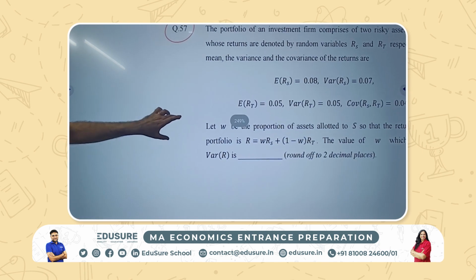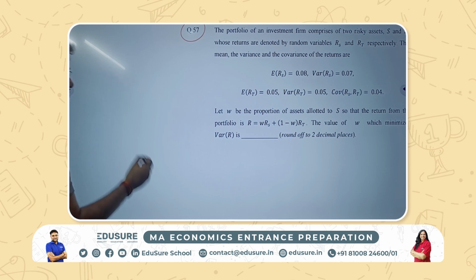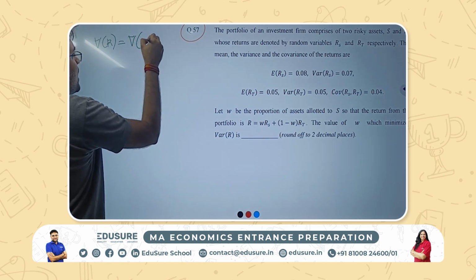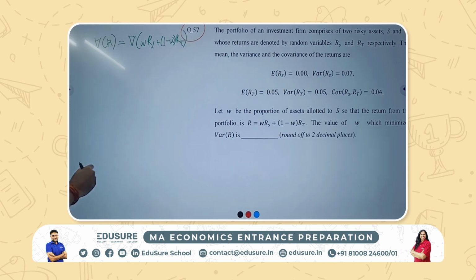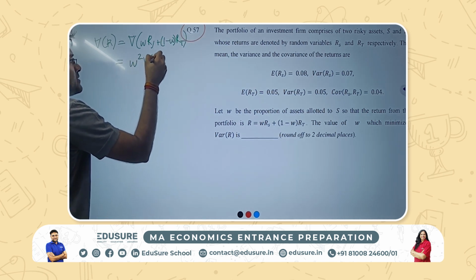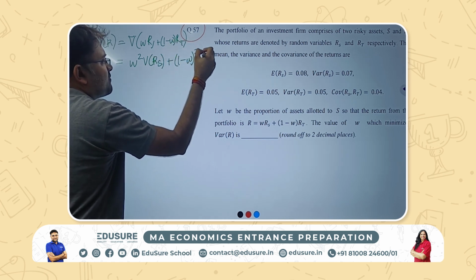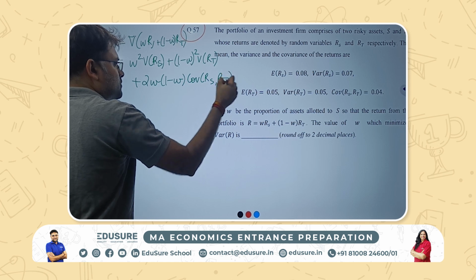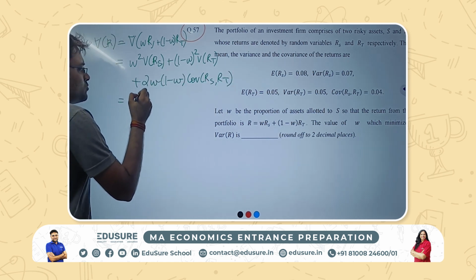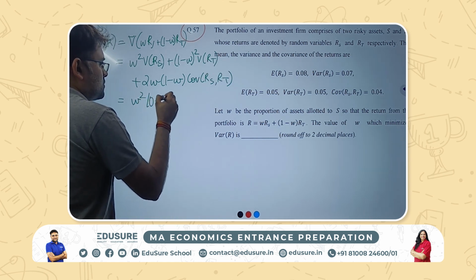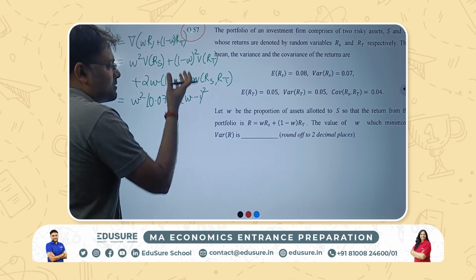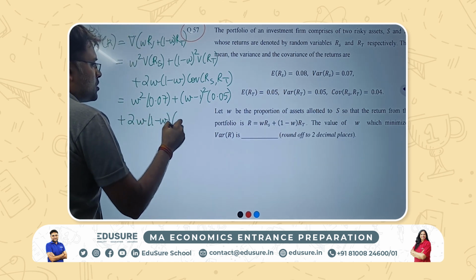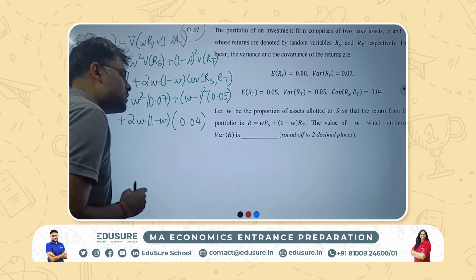So firstly, we need to find out what our variance R is. So variance R is basically variance of W RS plus (1 minus W) RT. That basically gives me W square variance RS plus (1 minus W) square variance RT plus 2W into (1 minus W) covariance RS RT. Now we can put in the values. So this is W square into variance RS, which is 0.07, plus (1 minus W) square, which can be written as (W minus 1) square, it's the same thing because it's squared anyway, into variance RT, which is 0.05, plus 2W into (1 minus W) into covariance RS RT, which is 0.04. So this is what my variance R is.